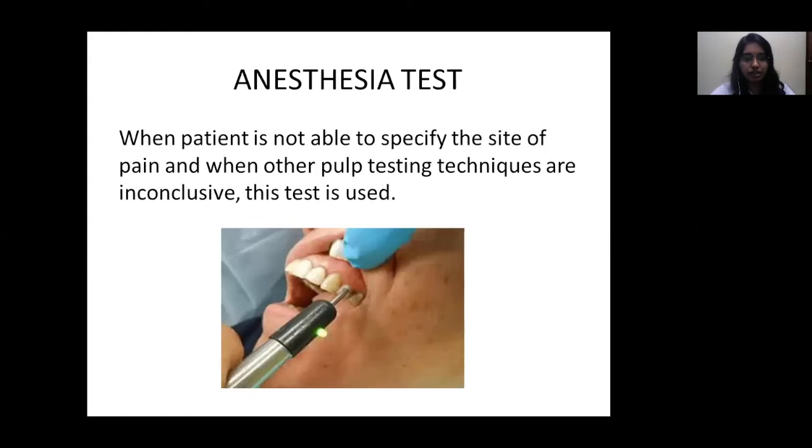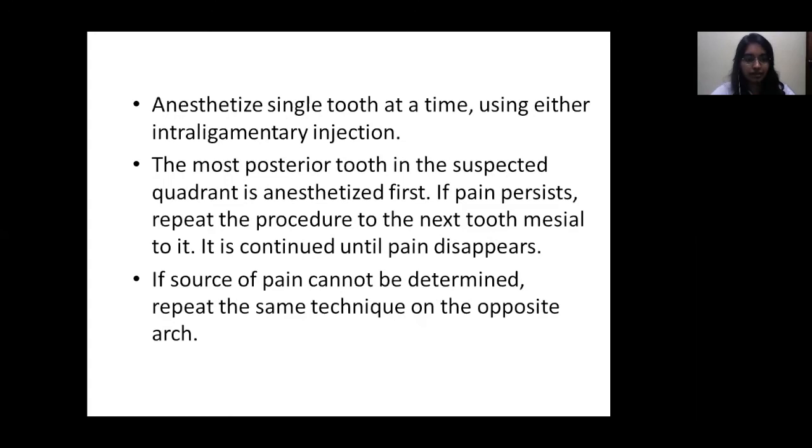The next one is the anesthetic test. When the patient is not able to specify the site of pain and when other pulp testing techniques are inconclusive, selective anesthesia may be used. The main objective of this test is to anesthetize a single tooth at a time until the pain is eliminated. It should be accomplished by using intraligamentary injection.